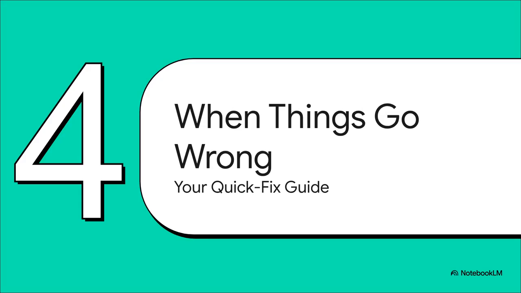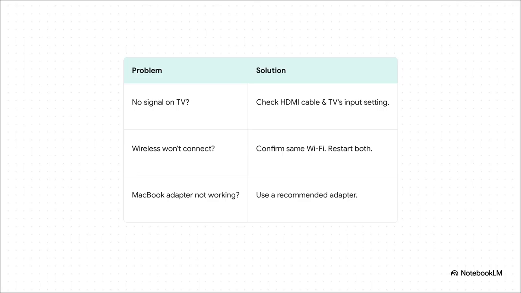But, you know, this is technology, and sometimes things just don't cooperate. So, what do you do when it goes wrong? Don't sweat it. Let's run through a few quick fixes. Okay, let's play detective. If you're using a cable and get no signal, first make sure the cable is pushed in all the way on both ends. Then, double check you're on the right TV input. If you're trying to connect wirelessly and it just won't work, 99% of the time it's that Wi-Fi thing. Make sure they're on the same network. And if that doesn't work, just restart both devices.